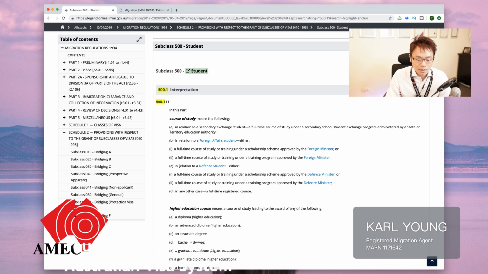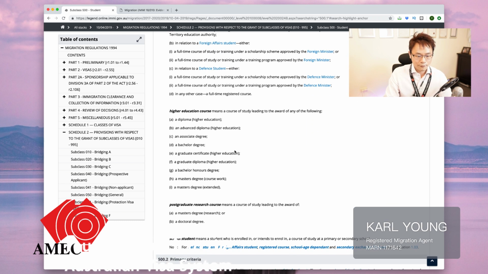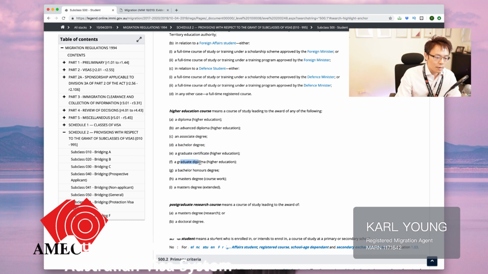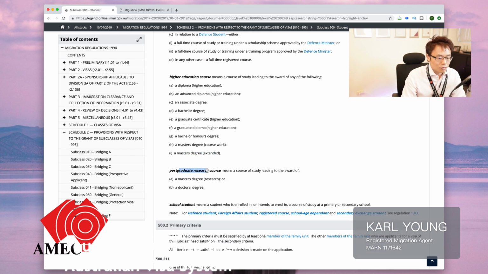Okay, so 500.111 basically spells out all the definitions. So what does higher education course mean? It means diploma, advanced diploma, associate degree, bachelor, graduate certificate, graduate diploma, bachelor honours degree, master degree, and master degree extended, and postgraduate research course, meaning a master degree with research, or doctoral degree, which is a PhD.